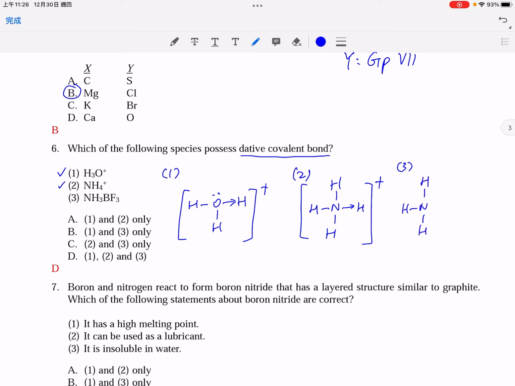Ammonia molecule, boron trifluoride molecule. Just like before, if the lone pair of electrons on the N atom of the ammonia molecule is donated to the electron-deficient boron atom in BF3, then this will form NH3BF3. So all these 3 options are examples talking about dative covalent bonds. So the answer is D.